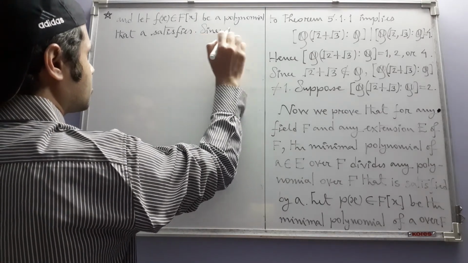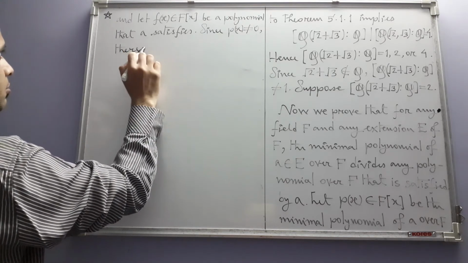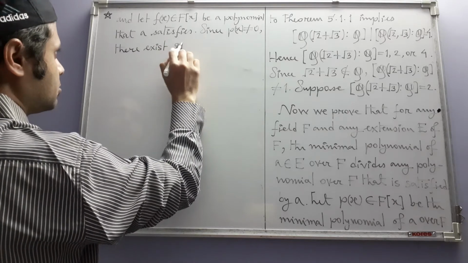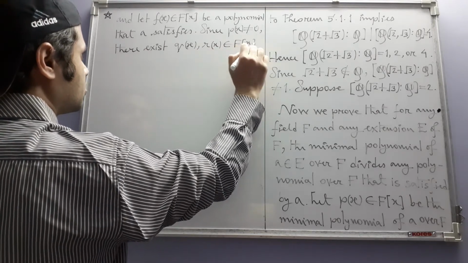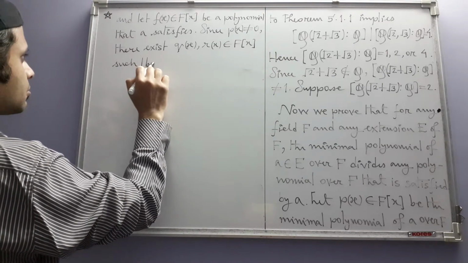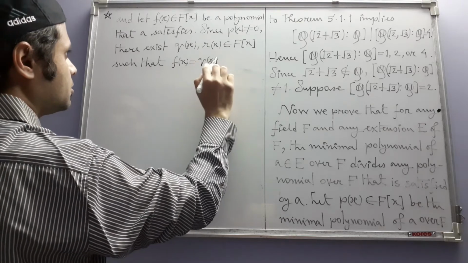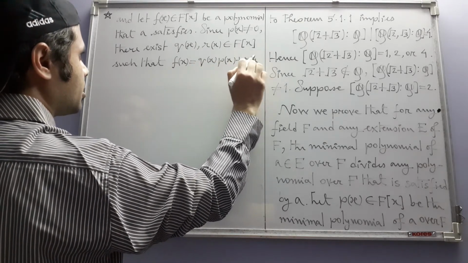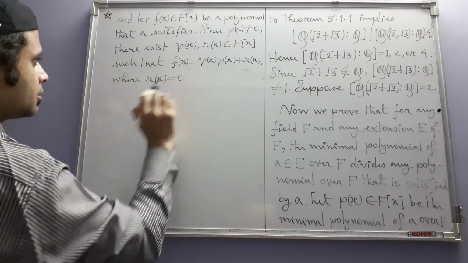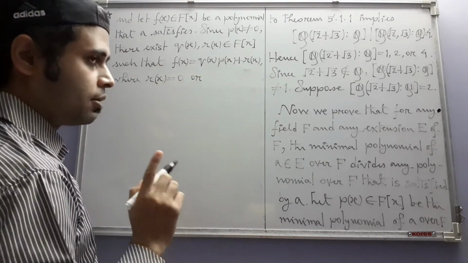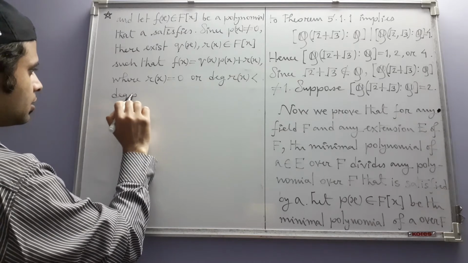Since p(x) is a non-zero polynomial, there exist polynomials q(x) and r(x) in F[x] such that f(x) is equal to q(x) times p(x) plus r(x), where either r(x) is the zero polynomial or r(x) is a non-zero polynomial and its degree is less than the degree of the divisor, that is, the degree of p(x).